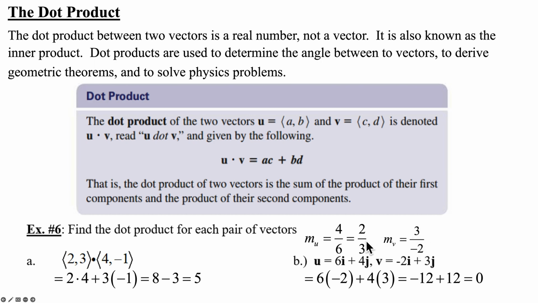So if you look at 2/3 and 3 over negative 2, you should realize, wait a minute, I've seen that when we talked about graphing lines. When I have two slopes that are opposite, positive to negative, and reciprocal, 2/3 to 3/2, these are perpendicular lines. Okay, these will be perpendicular vectors. Anytime you have a dot product that is 0, your two vectors are going to be perpendicular. They will form a 90-degree angle.